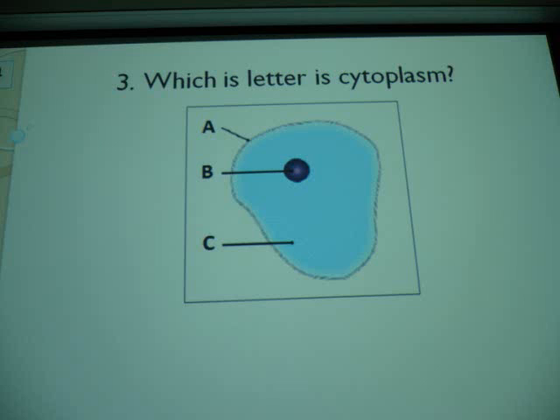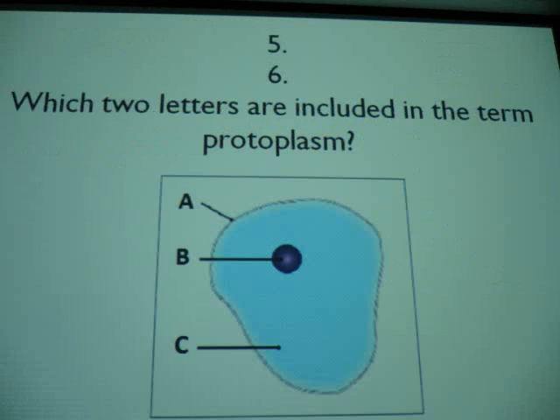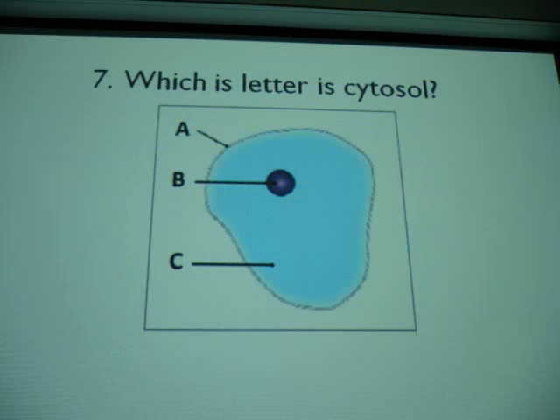Which one is cytoplasm? By chance, the letter C is cytoplasm. What kind of cell won't have the nucleus? The prokaryote. There's no membrane-bound stuff in a prokaryote. What two letters would be incorporated into the term protoplasm? B and C. Everything in B and C. A is still not. Cytosol, another word for cytoplasm. The answer is C again.